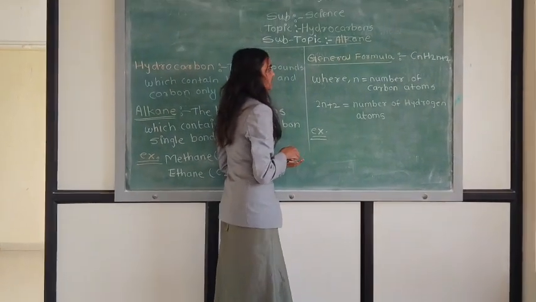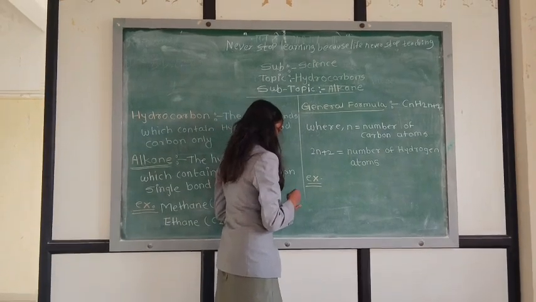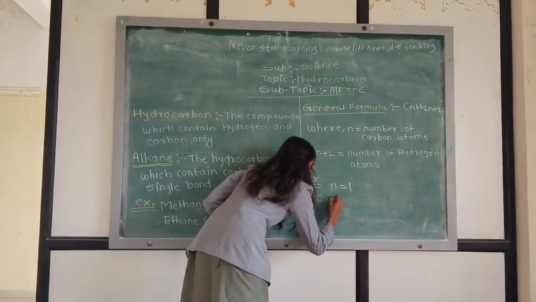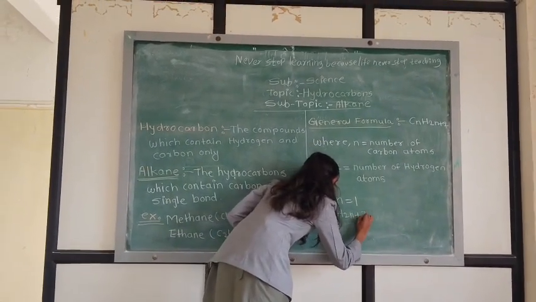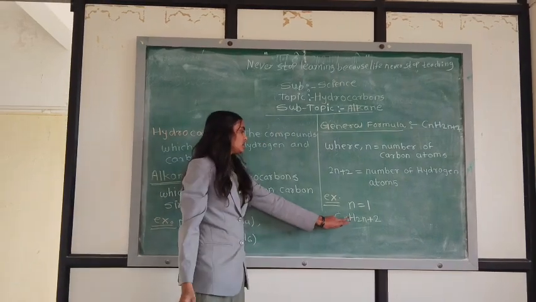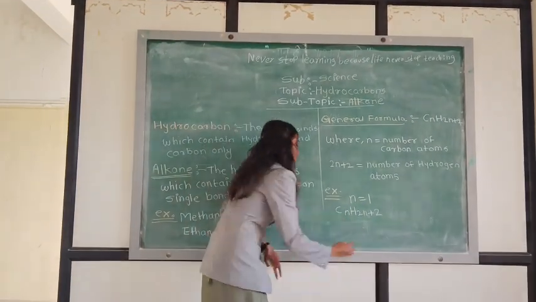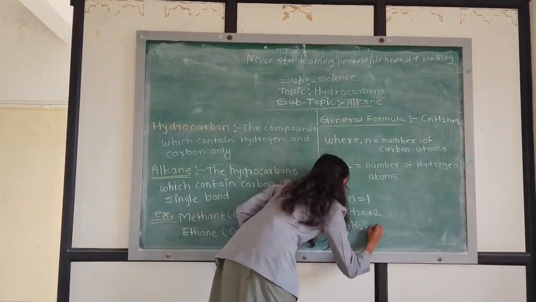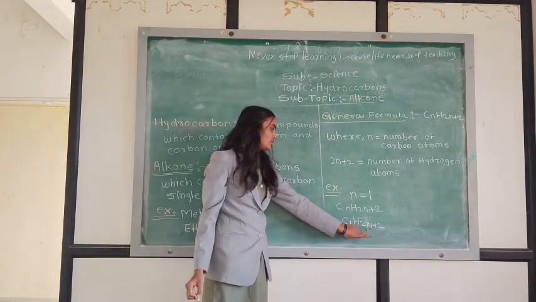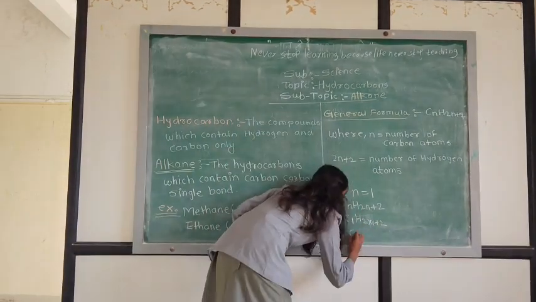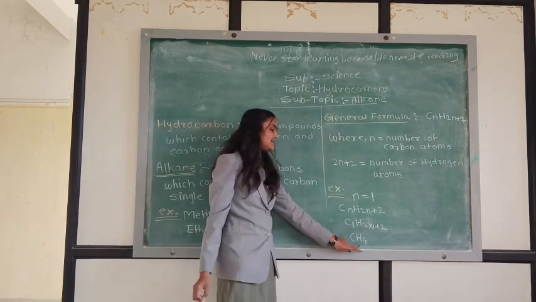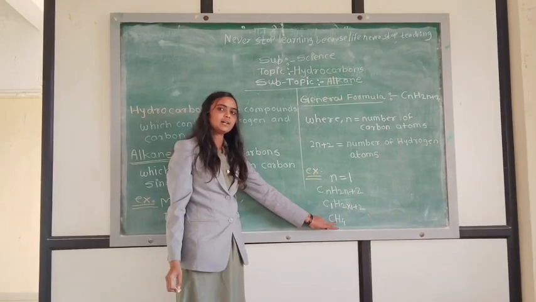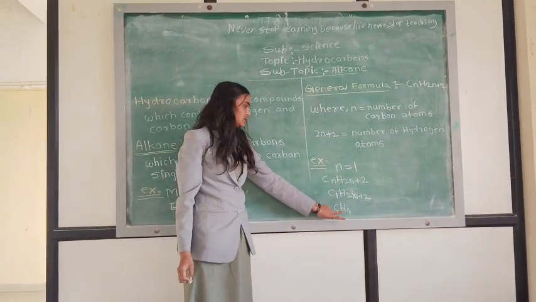If we take n is equal to 1, then what will we get? We will just put the values in this formula, okay? So n is equal to 1, that is C1, and H2n+2, 2 into 1 plus 2, so 2 into 1 is 2, 2 plus 2 is 4. So the formula becomes CH4, and CH4 is nothing but methane, okay? So if one carbon is present, then that alkane is known as methane.